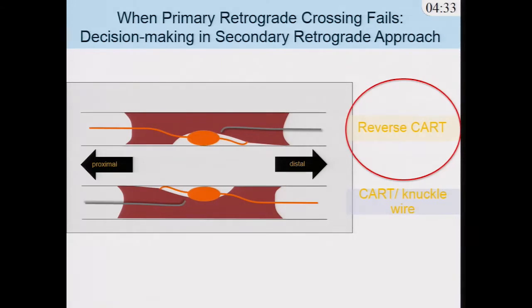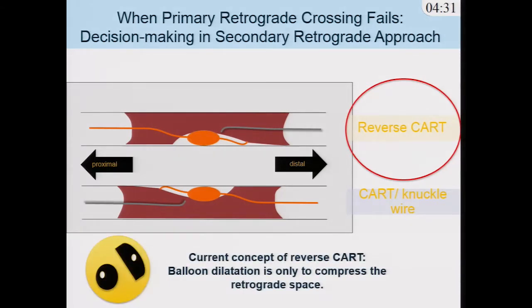The other thing that is important is to try to use smaller balloons at the beginning, because in that way you prevent a very significant subintimal space that might be more difficult to re-enter with your retrograde wire. So use a small balloon with the intention only to collapse the space, and then the retrograde wire has the tendency to go into the true lumen proximally.